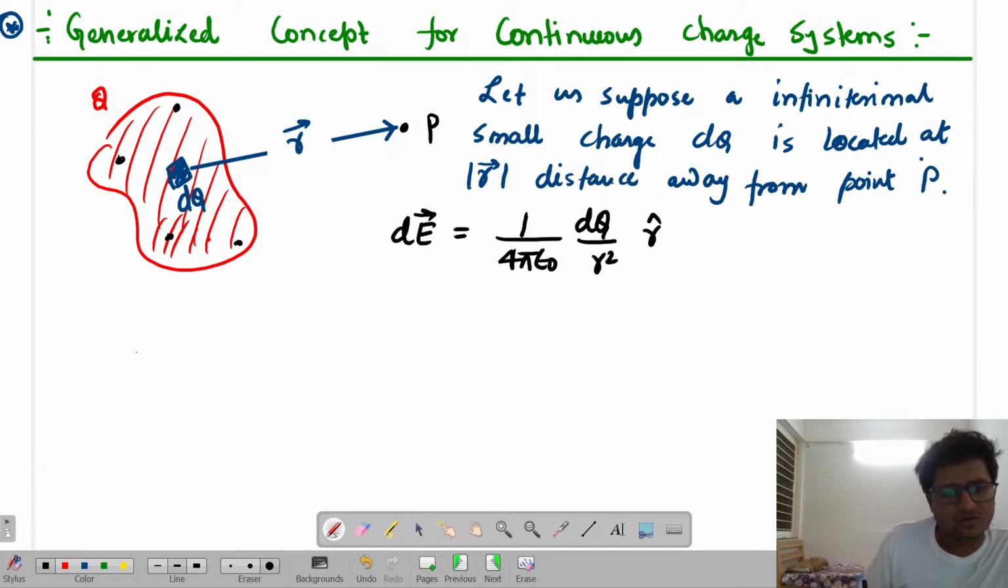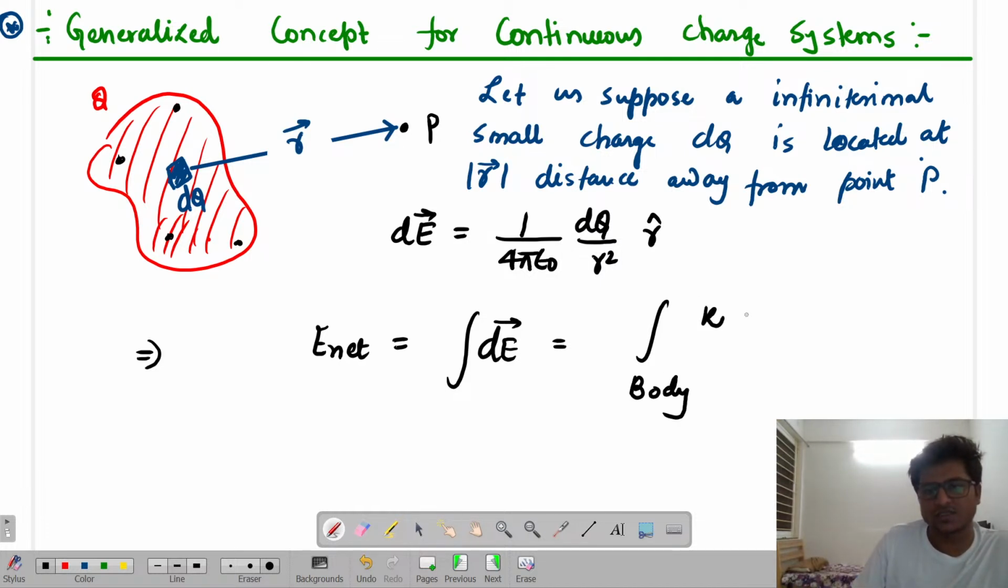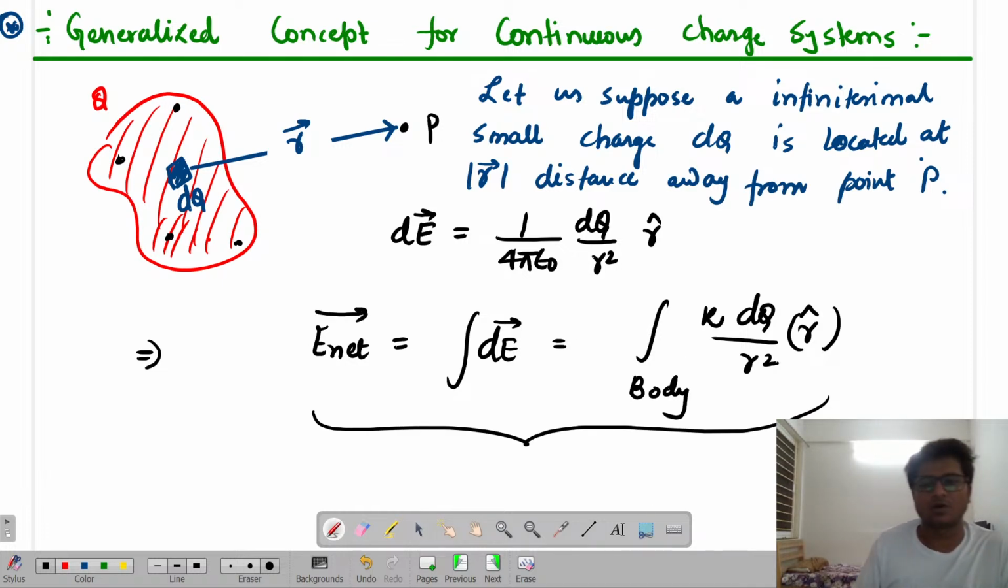And I want to find the total electric field. So what should I do? To find the total electric field, you should add all those electric fields. To add, the easiest way is the method of integration. So I'll write this as the integral over the whole body, and 1 by 4 pi epsilon naught is written as k. So k into dq by r square r cap. If I do this, then definitely I'm going to get the net electric field of the body at point P.